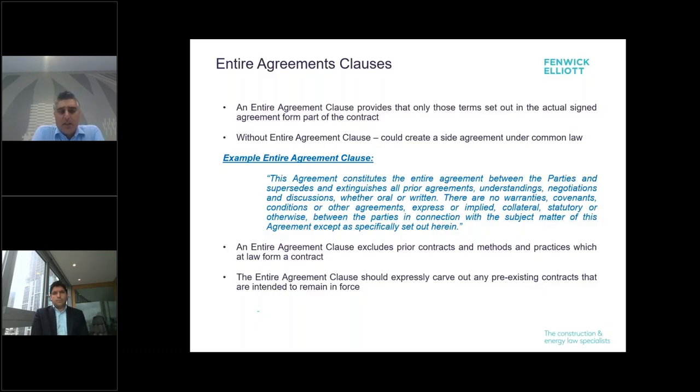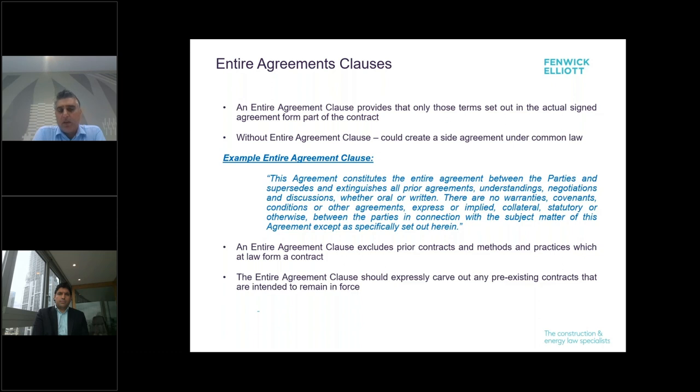Now, drafting varies contract to contract, but an entire agreement clause provides that only those terms set out in the actual signed agreement form part of the contract. What it's trying to ensure is that any statements, representations, notes, and so on, which were made during the contract negotiation and before it was signed, are, unless they are specifically set out in the contract, not included within the contract terms. As a result, entire agreement clauses can provide certainty for the parties, but only if they are drafted correctly and they mirror the intention of the parties. Badly drafted entire agreement clauses are a common cause of litigation.